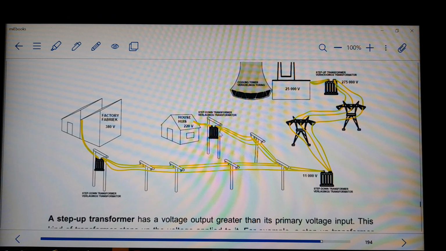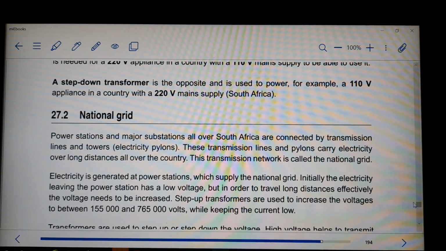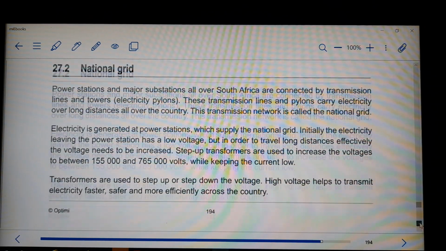We can also step it down further because we step it down on the main substation, then it goes to the houses. But when it gets to the houses or residential area, we're going to step it down again to be suitable for the houses. That is 220 volts. And for the factory, we step it down to 380 volts. Okay, so you see how electricity is generated in a power station and is transmitted on the transmission line.